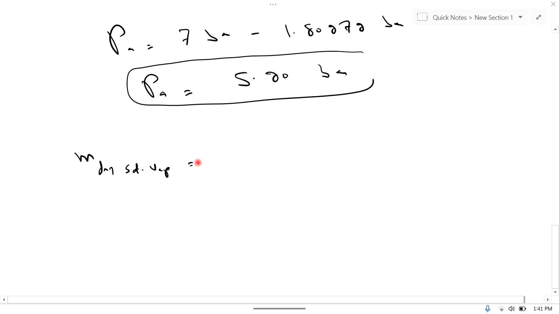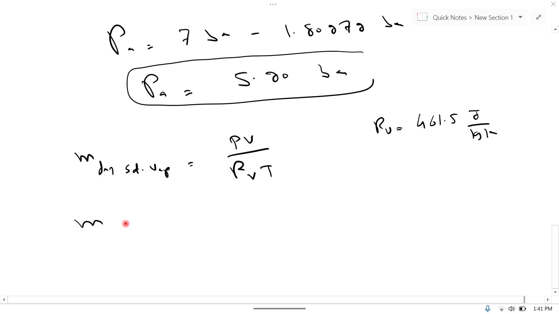So the formula for this is PV equals mRT, so m equals PV divided by RT. The R for vapor is equal to 461.5 joule per kilogram per Kelvin.